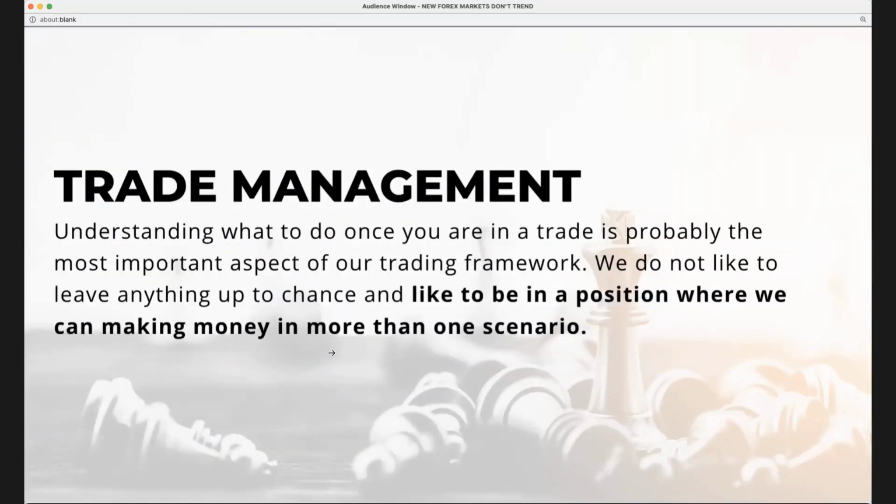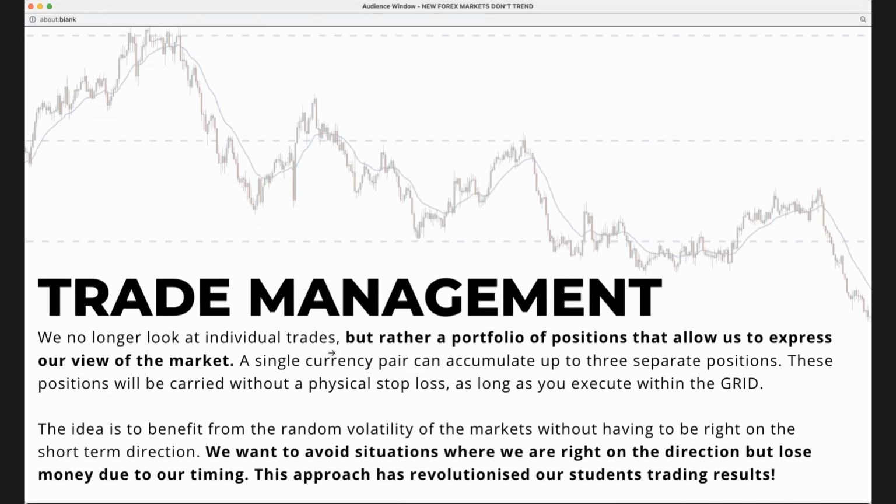Now, the last part of this is the trade management. Understanding what to do once you're in a trade is probably the most important aspect of our trading framework. We don't like to leave anything up to chance, and we like to be in a position where we can make money in more than one scenario. With that in mind, we no longer look at individual trades, but rather we look at a portfolio of positions that allows us to express our view of the market.